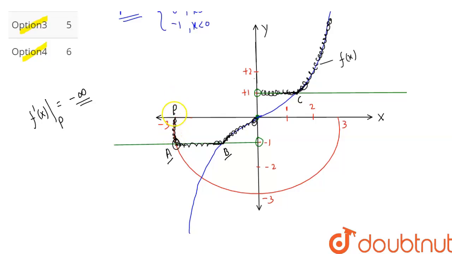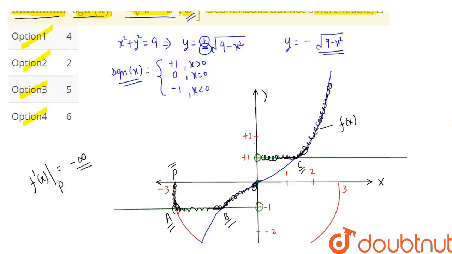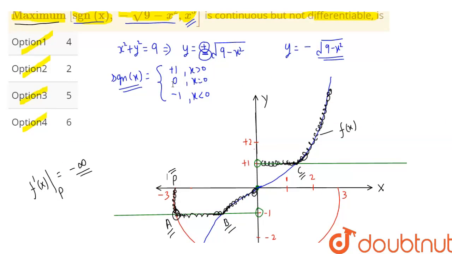So the points at which the function is continuous and not differentiable are the points A, B, C and this point P. So there are in total 4 points, and hence the correct option would be option 1.